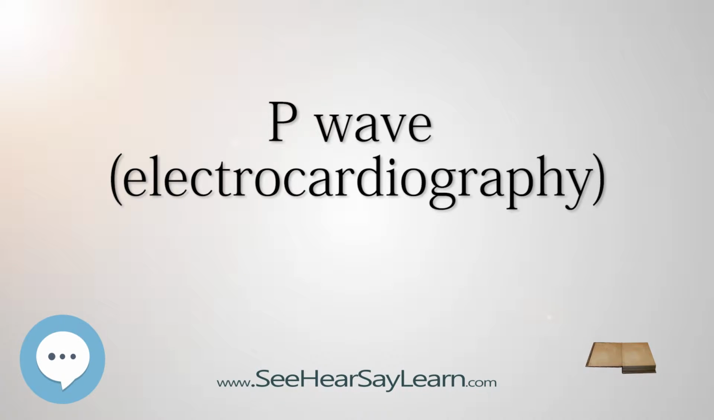The P wave in the ECG represents atrial depolarization, which results in atrial contraction. Physiology. The P wave is a summation wave generated by the depolarization front as it transits the atria.